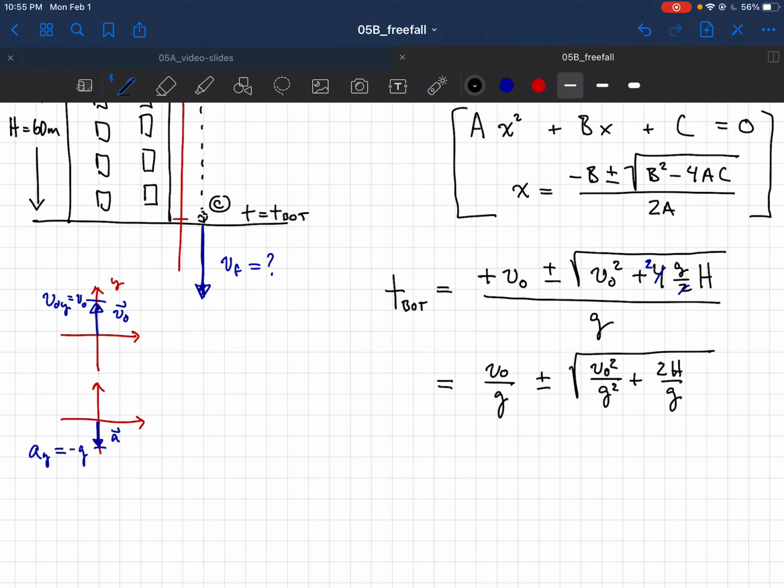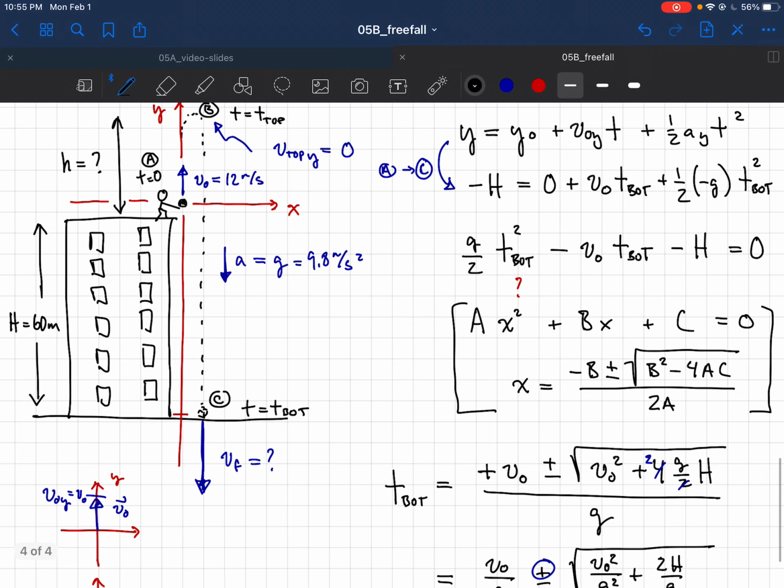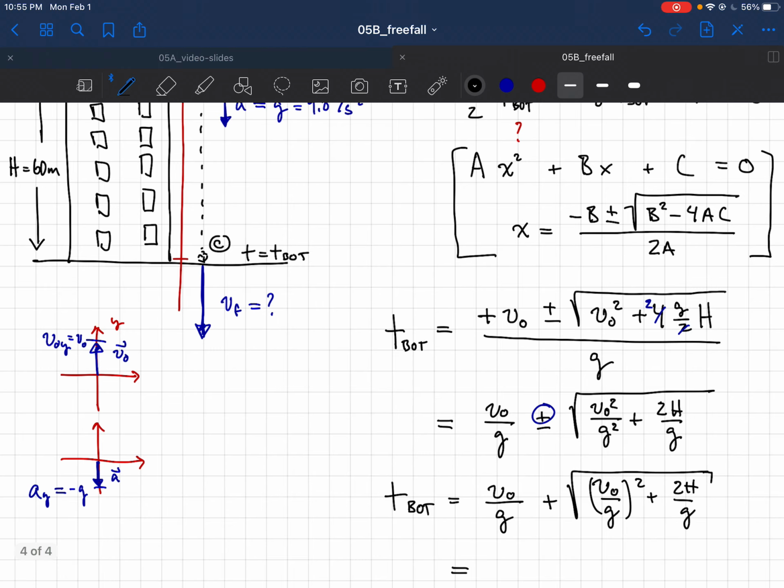So what we're interested in then is going to be the positive time, and we can write that out. So t bottom is equal to v0 over g plus the square root of v0 over g squared plus 2h over g. Let's find out what that is. Plug it in. So our v0 is equal to 12 meters per second. Our g is equal to 9.8. Our h is equal to 60 meters. And that's enough for us to solve now.